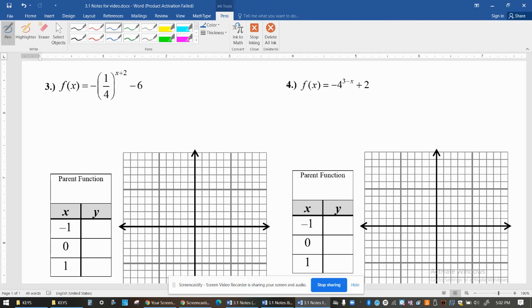Okay, so take a minute, look at number 3, and write down any reflections and translations that you see in the function. So pause the video and then push play when you're ready.